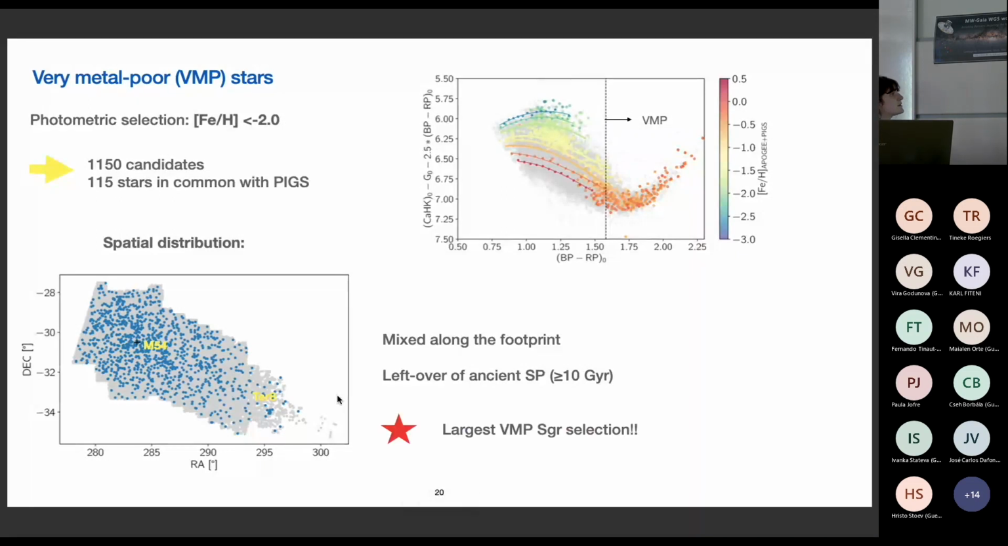And yes, even if all these candidates do not have a cross-match with spectroscopy, this is one of the largest very metal-poor selections for the Sagittarius system.